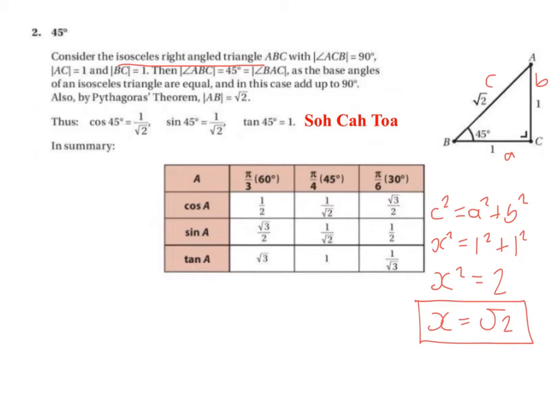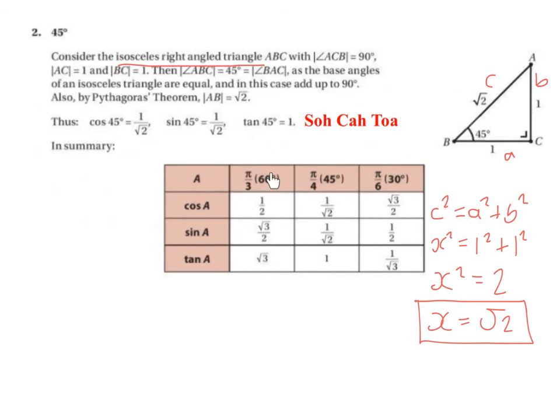And next we're going to look at tan. So tan is going to be TOA. So TOA represents tan is equal to opposite over adjacent. So the opposite of 45 degrees is 1. And the adjacent of 45 degrees is also 1. So if tan is equal to opposite over adjacent, then tan of 45 degrees is equal to 1 over 1, which is 1.